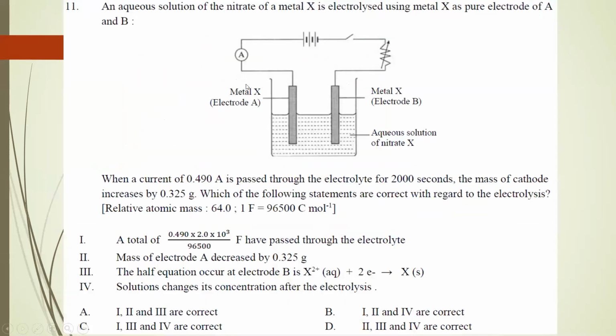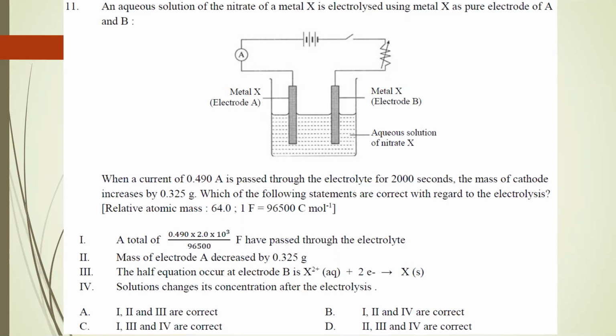Okay, number 11. An aqueous solution of the nitrate of a metal X is electrolyzed using metal X as the pure electrodes A and B. So this is metal X electrode A, metal X electrode B, in an aqueous solution of nitrate X. When a 0.49 ampere current is passed through the electrolyte for 2000 seconds, the mass of the cathode increased by 0.325 gram. Which of the following statements are correct with regard to the electrolysis? Given to you, relative atomic mass is 64.0 and 1 Faraday is 96,500 coulomb per mole electron.